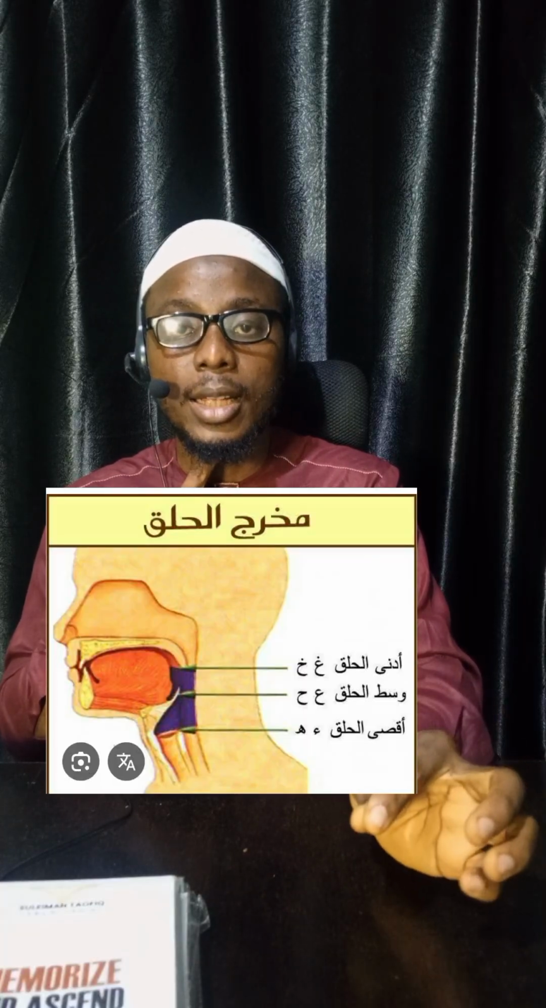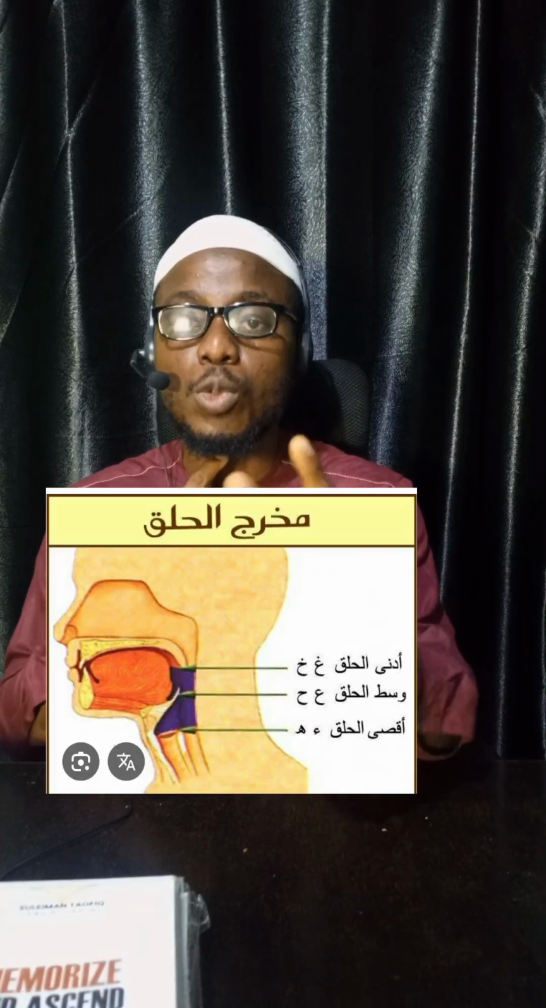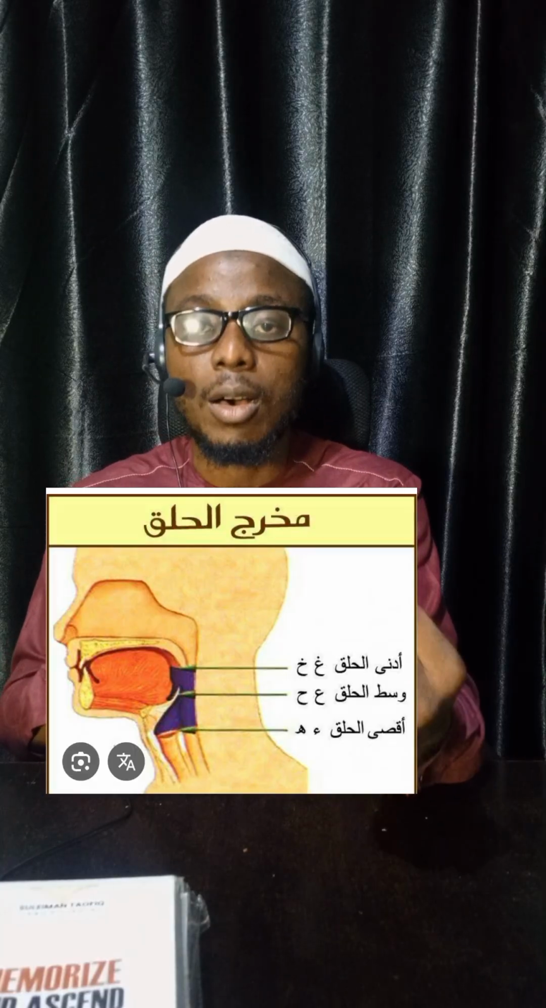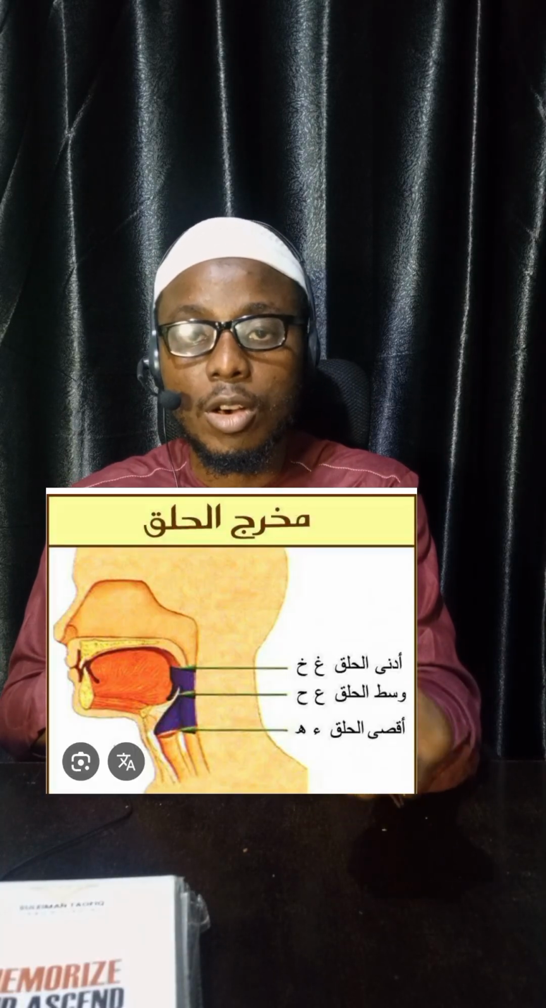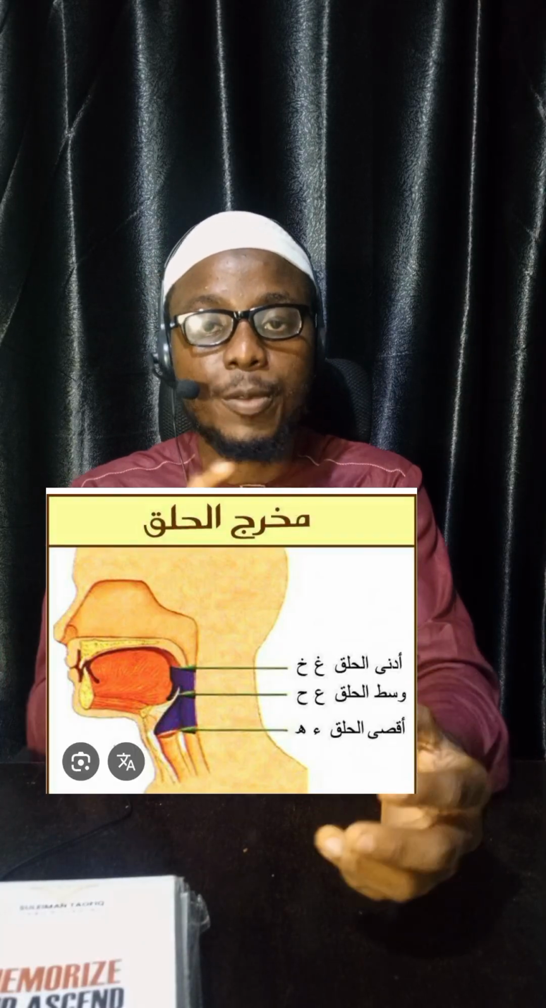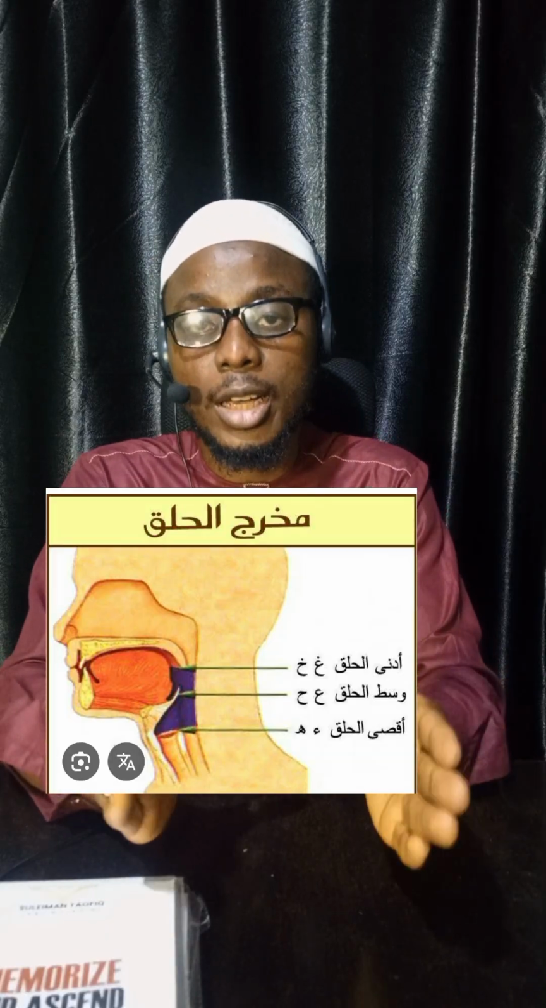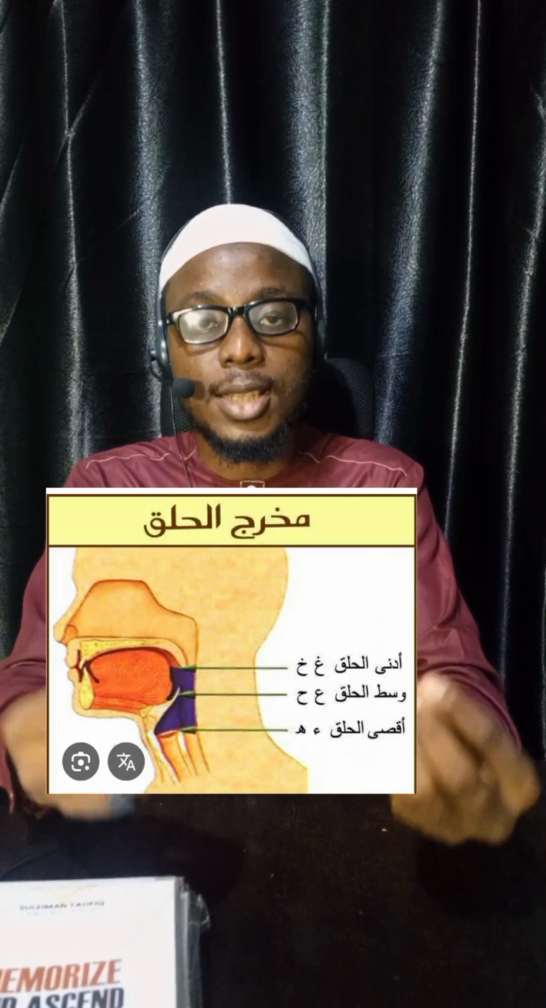Now, for this upper level, which we call Adna al Halq, that's the upper part of the throat. We have two letters coming from there, and they are Ghain and Kha. The first thing, let us pronounce Ghain with sukun so that we can ascertain where it's coming out from. Okay, so let's have the word maghdubi. You already know that one is in Surah Al-Fatiha. Ghayril maghdubi. You can touch here.